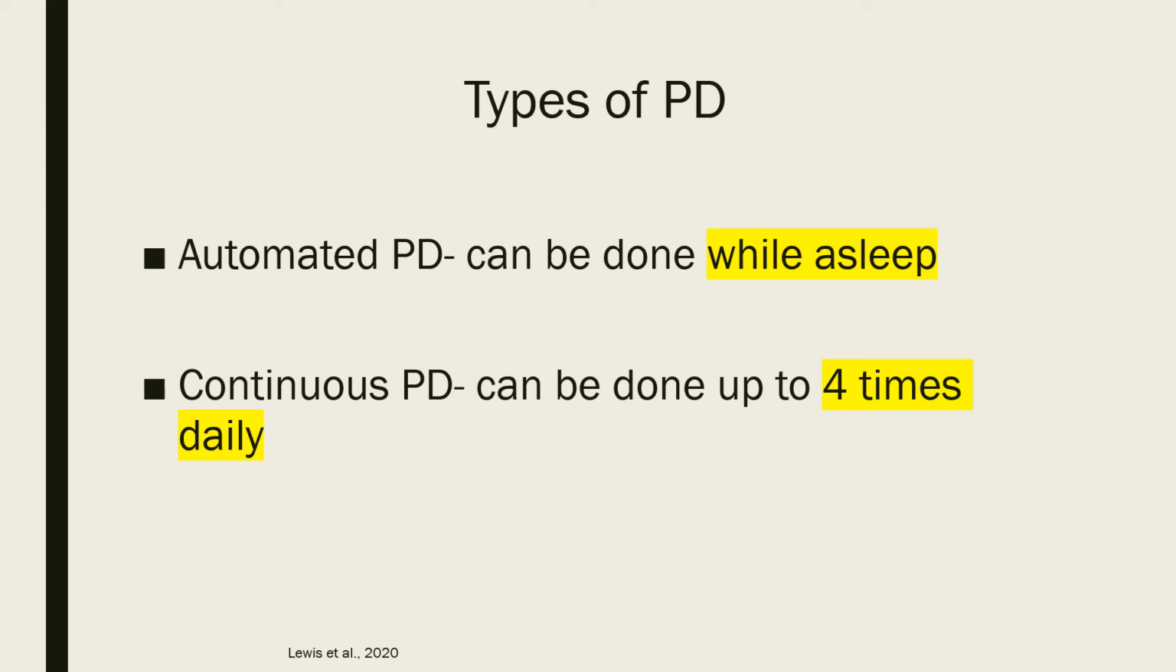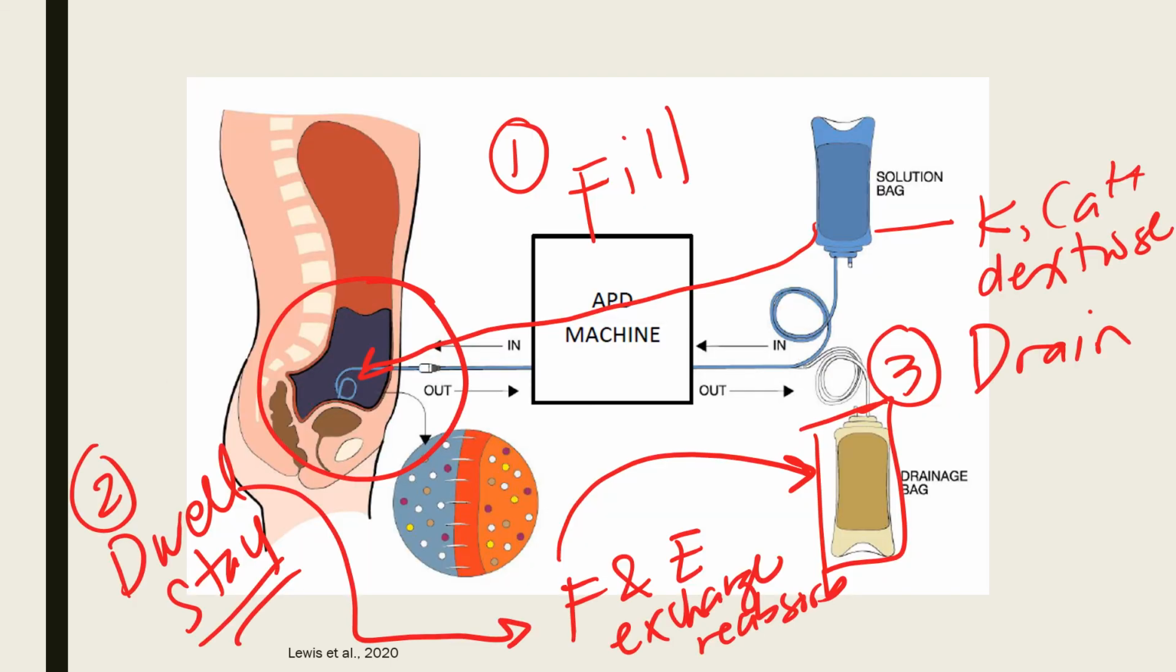Or if they want to do a continuous peritoneal dialysis, this can be done up to 4 times daily. Okay, so I know I write so many things in here just to show you how this peritoneal dialysis works. So first is what's gonna happen. This is the solution bag. So the first thing that happens is whatever is in the solution bag will go into the machine and going to the peritoneal cavity of the patient.